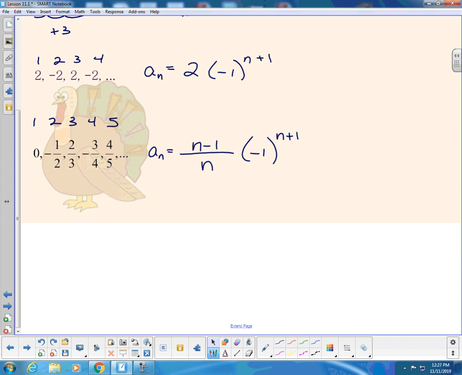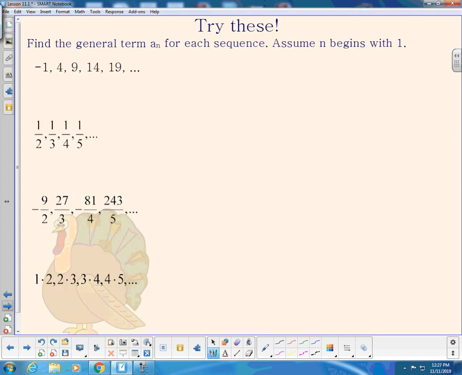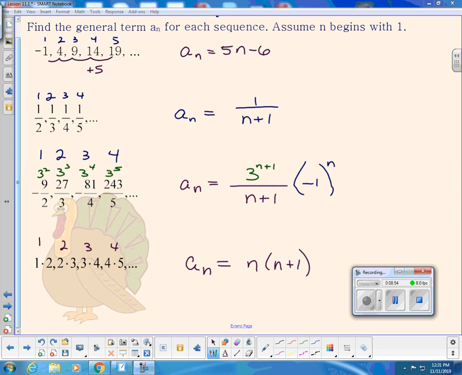All right? Good? You guys try those. See how you do. You really want to put it into, what pattern do you see based on 1, 2, 3, 4.